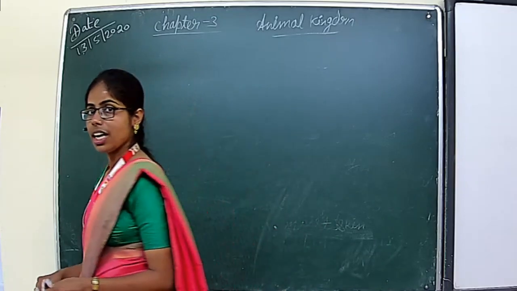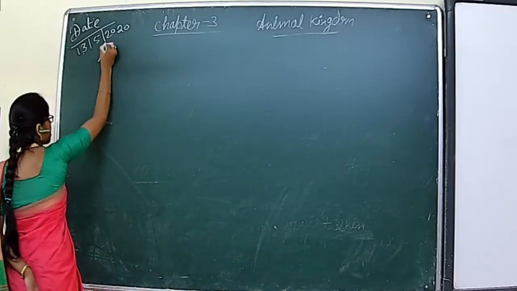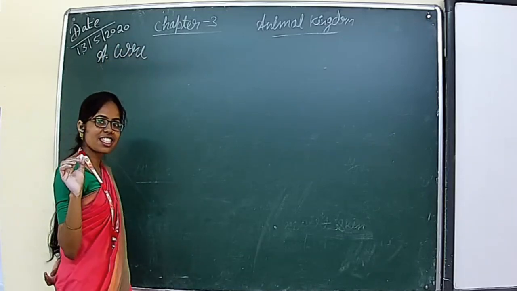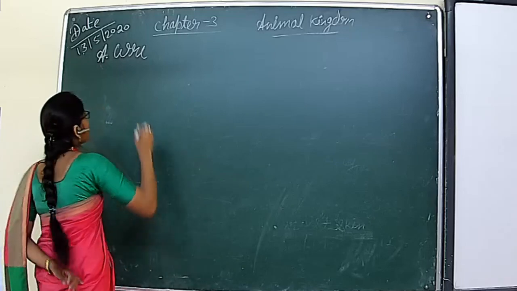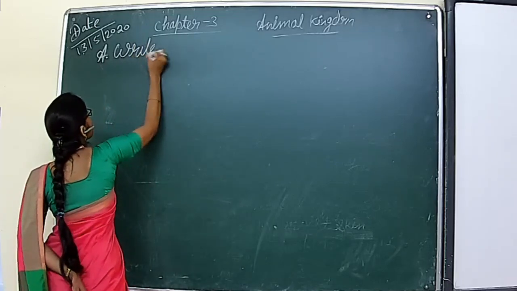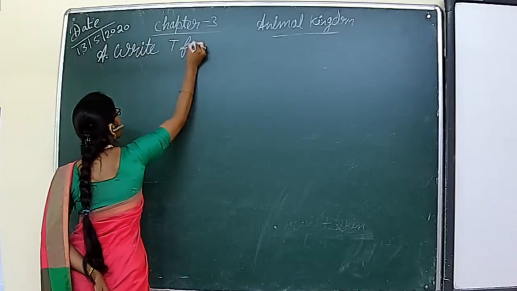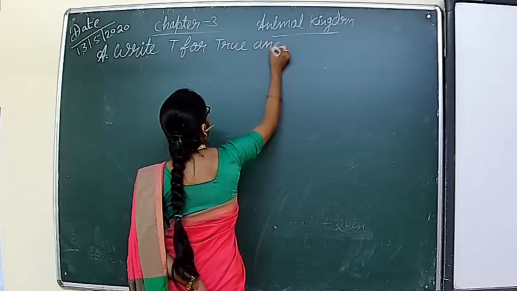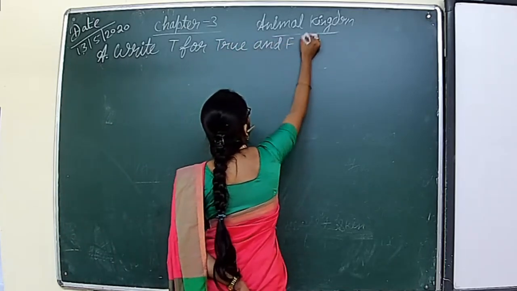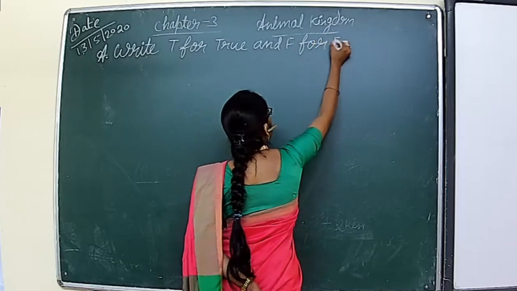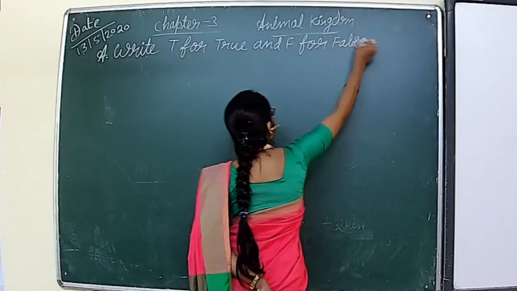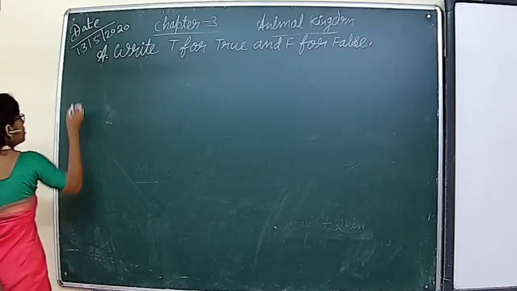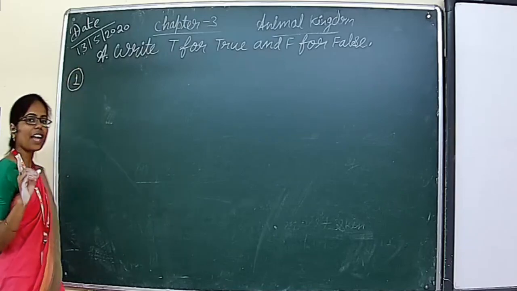Let's move to the first exercise. Please write along with me without wasting any time. We do the exercise. Write T for true and F for false. First question is: animals that have a... Now only you have studied, no? I hope all of you will tell the answer before me.